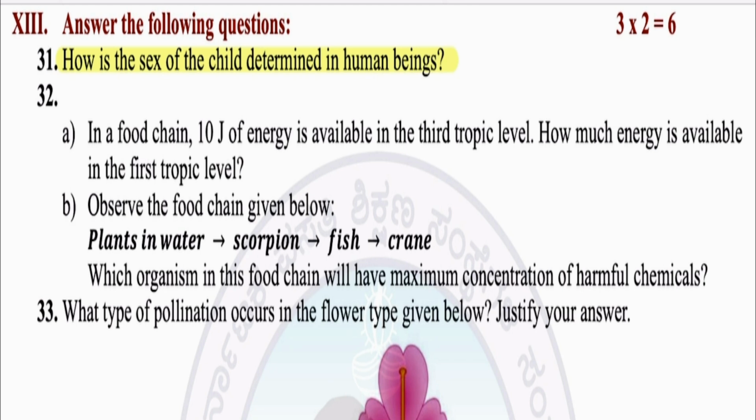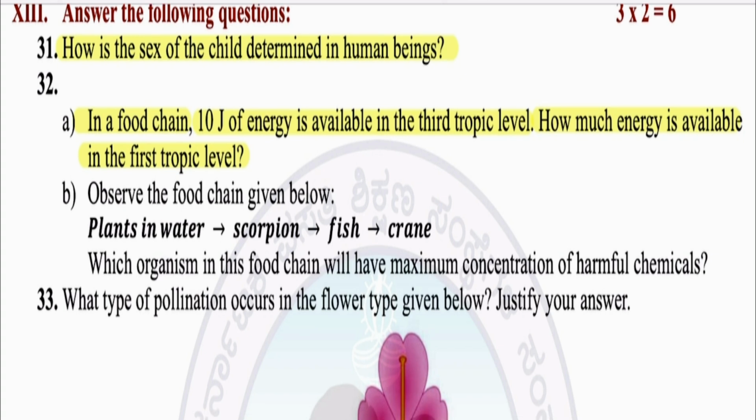Next, question number 32. A. In a food chain, 10 joules of energy is available in the third trophic level. How much energy is available in the first trophic level? So if 10 joules is available in the third trophic level, in the second it is 100, and in the first it will be 1000 joules.